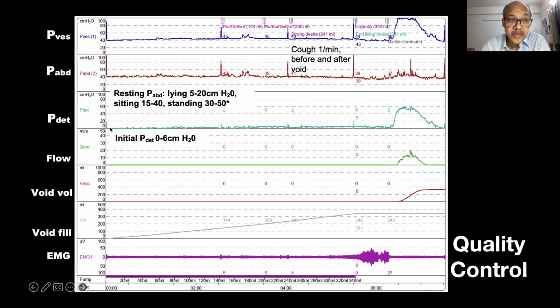Third, and this should be done throughout, you should find it every minute. You should find it at the time of giving the command to pass urine and at the end of the study, to make sure that the transducers continue to work correctly right up till the end.